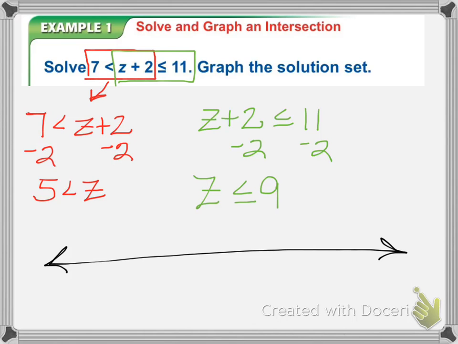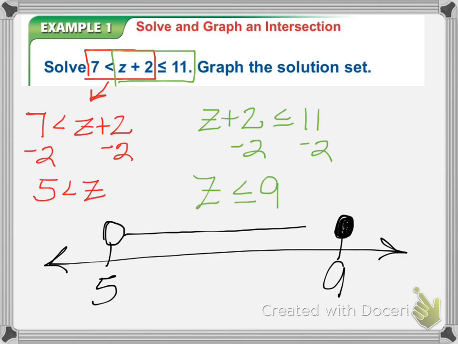Okay? And you're going to have 5 as your lower boundary, 9 is your upper boundary. Okay, you have an open dot at 5 for the lower boundary. You have a closed dot at 9 for the upper one. Okay, now you need numbers that are in between. So you just connect the dots.